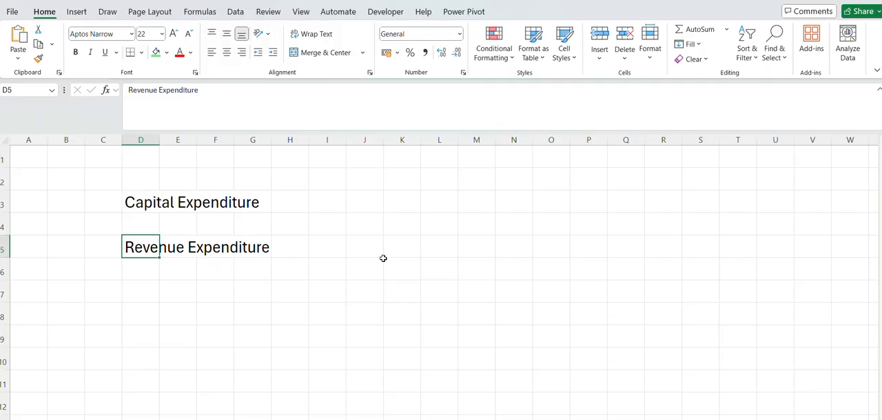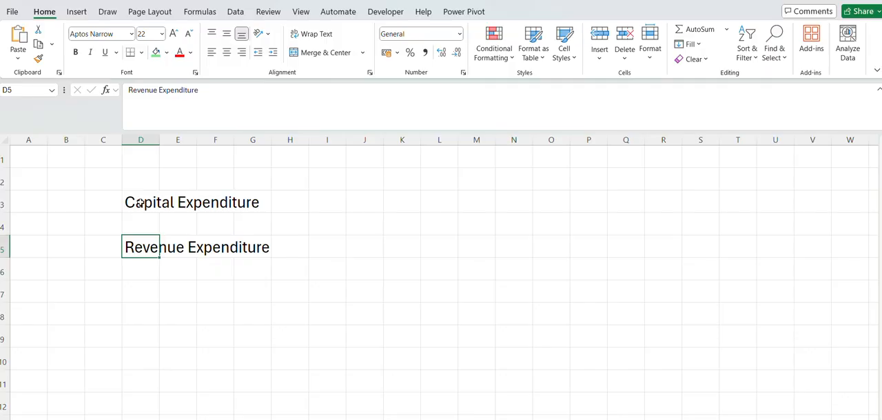Okay, for instance, if you pay for utilities, water, electricity, fuel, rentals, all that will fall under what? Revenue expenditure. And it is this revenue expenditure which will go to the income statement or statement of profit and loss.